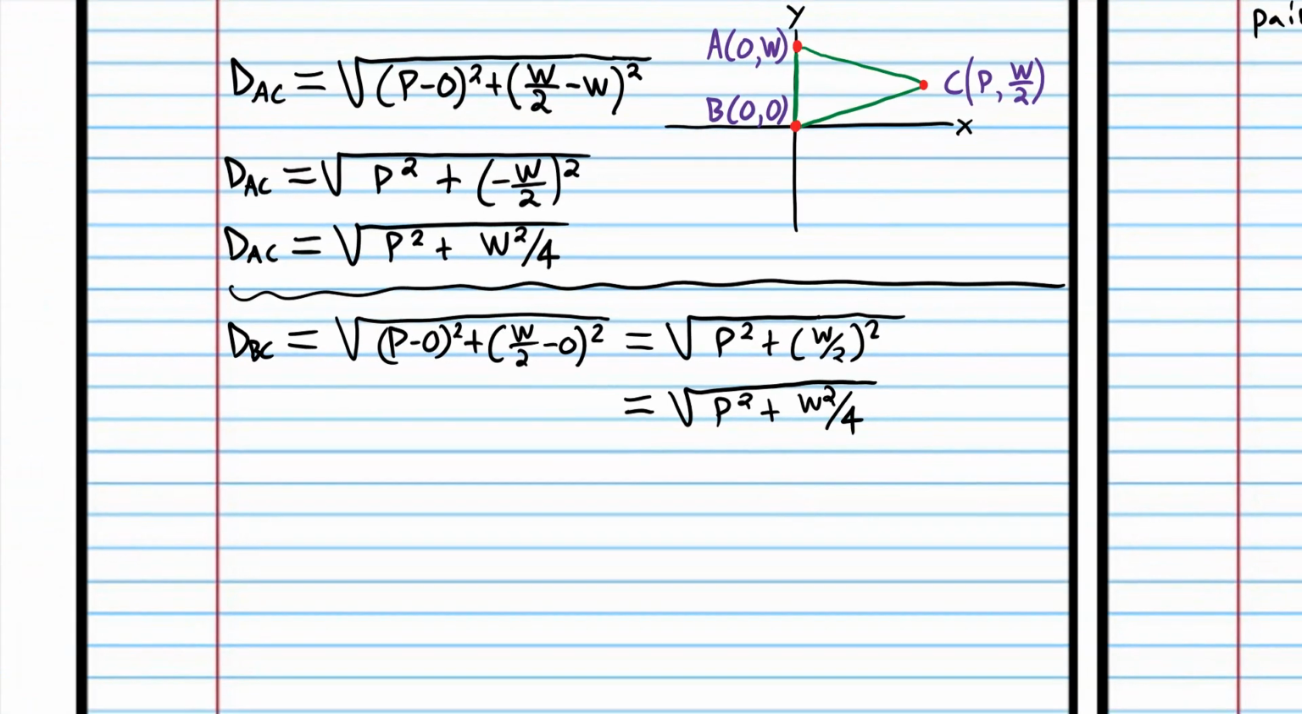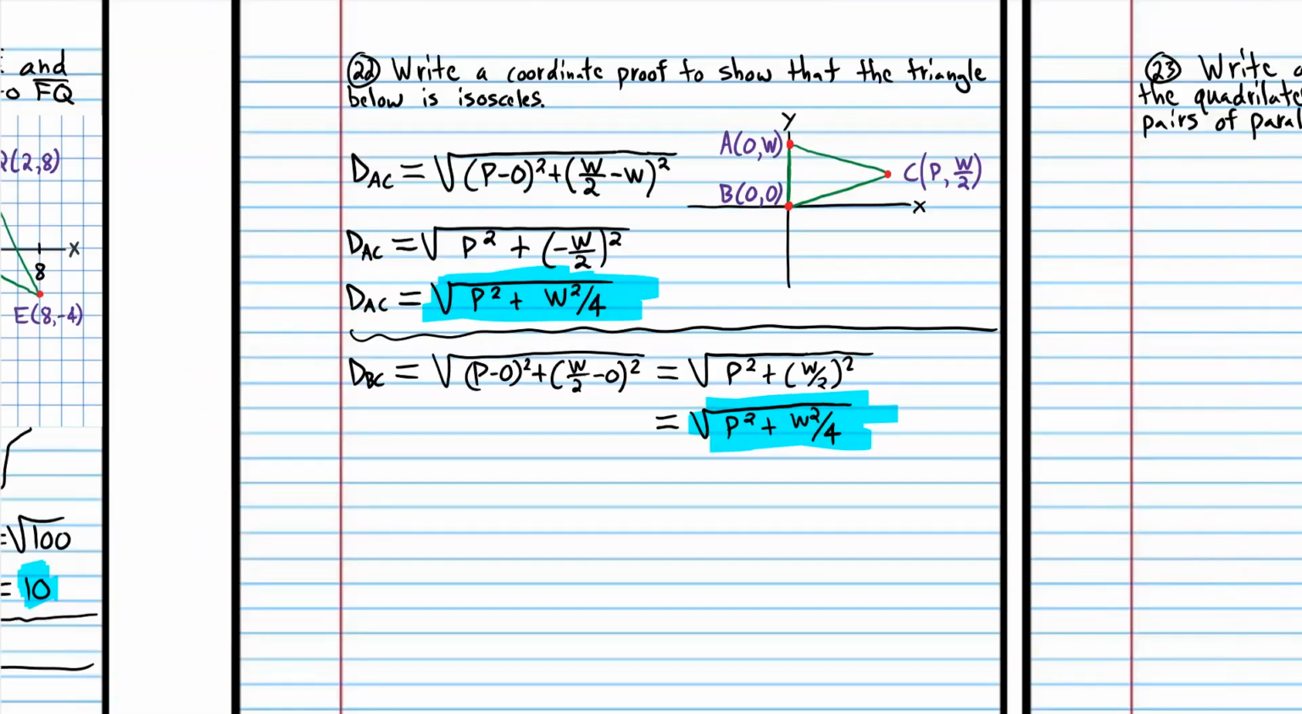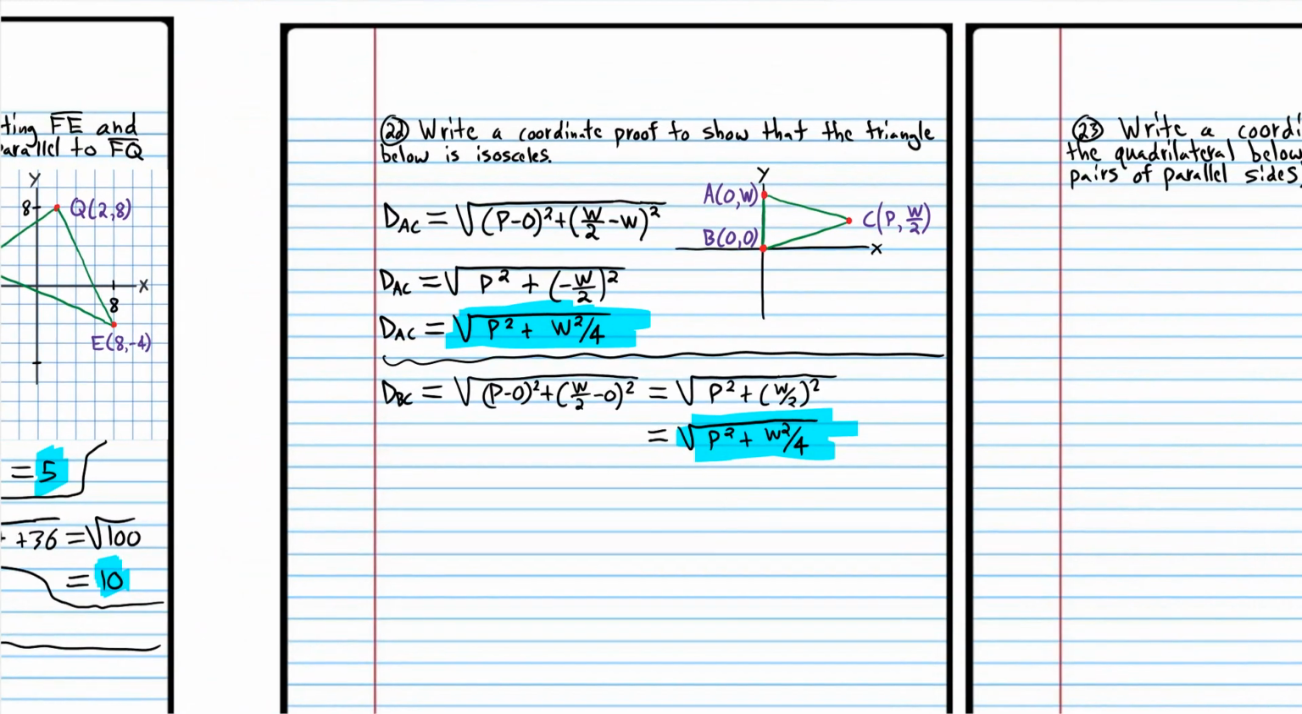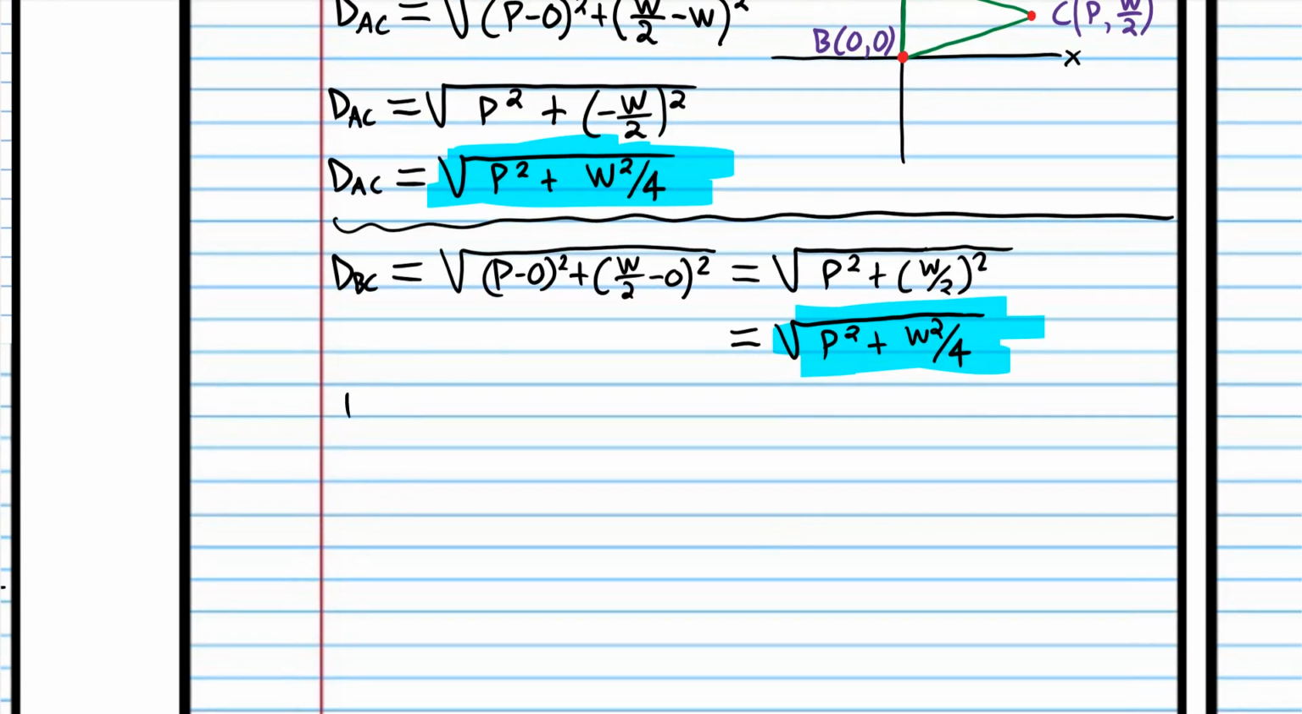And you can see that these expressions here are the same. So we proved that it's an isosceles triangle. And that's all we have to do. We just have to write our conclusion. Therefore, triangle ABC is isosceles.